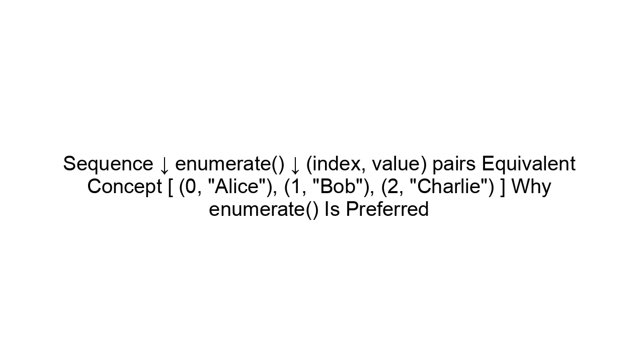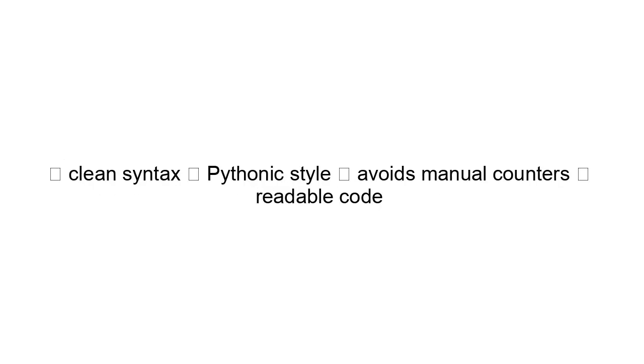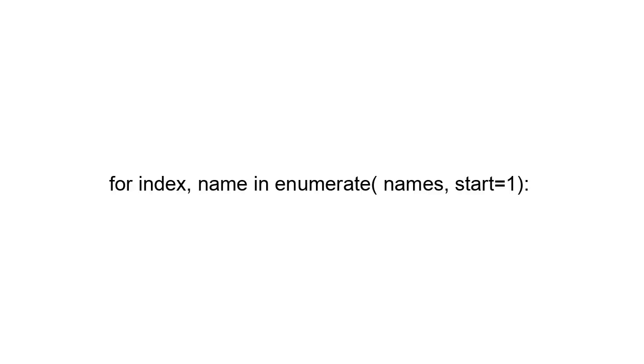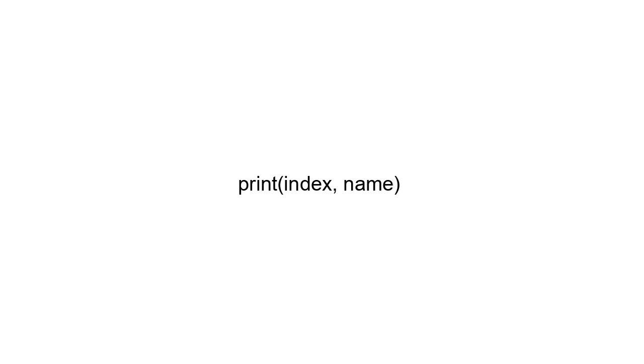Why enumerate is preferred: clean syntax, Pythonic style, avoids manual counters, readable code. Starting index from another number: the default index starts at 0. You can customize it. Example: for index, name in enumerate names, start 1, print index, name. Output: 1 Alice, 2 Bob, 3 Charlie.